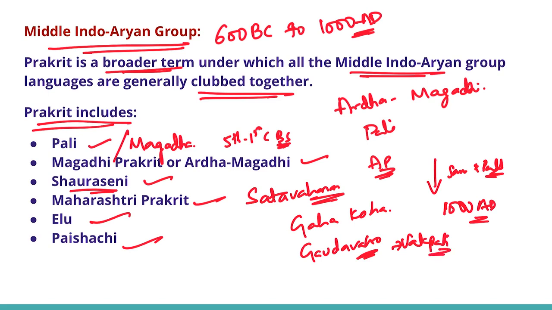Elu is an ancient form of the modern Sinhala language of Sri Lanka, and this Elu language is similar to Pali language. Paisachi is also called Bhuta Bhasha, which means dead language. Gunadhya's Brihat Katha, an ancient epic, is written in this Paisachi language. And the dialect of Paisachi is considered to be unimportant.